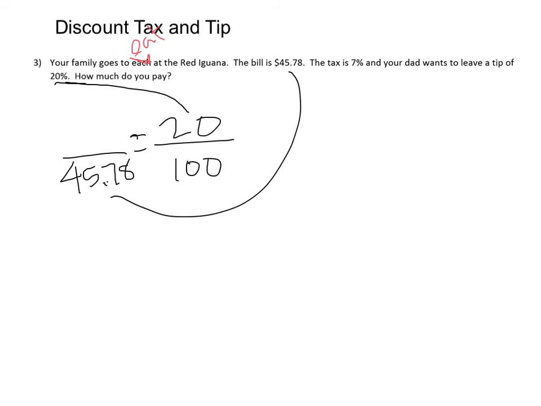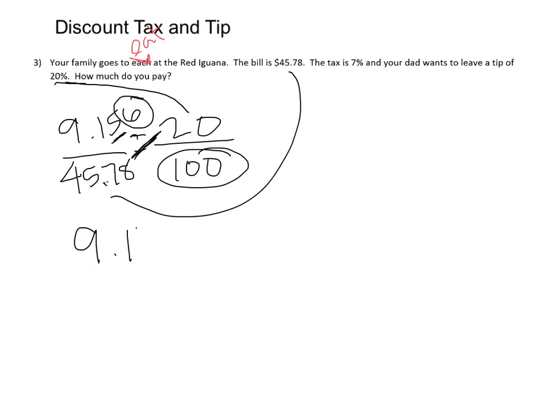Now I can cross multiply. 45.78 times 20 divided by 100. That gives us a total tip amount of $9.156. We can't have that third decimal. Remember, we need to know if we need to round this. So I'm looking here. It's a 6. It is going to round up. So it's actually $9.16.